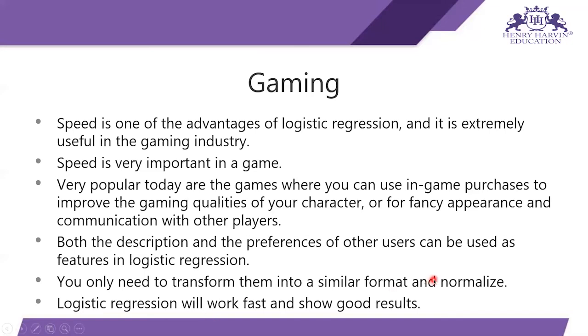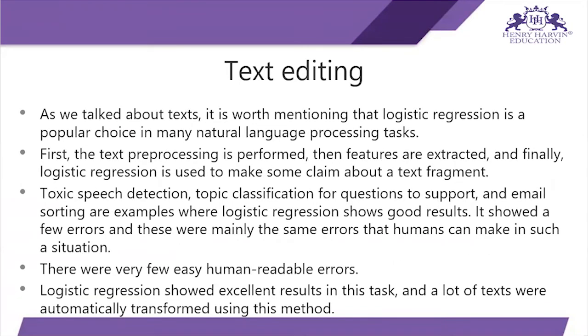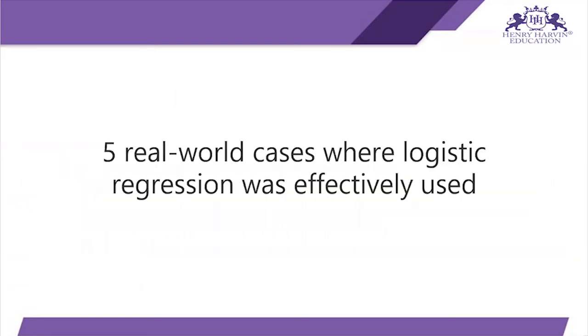So basically, logistic regression is a very fast machine learning algorithm, and it also shows very good results, and it is a very good algorithm for solving classification problem tasks. And that's all for the applications of logistic regression. These are the five applications: gaming, hotel booking, text editing, medicine, and credit scoring. There are others also, but these are very important applications. These are the five real world cases where logistic regression was effectively used.